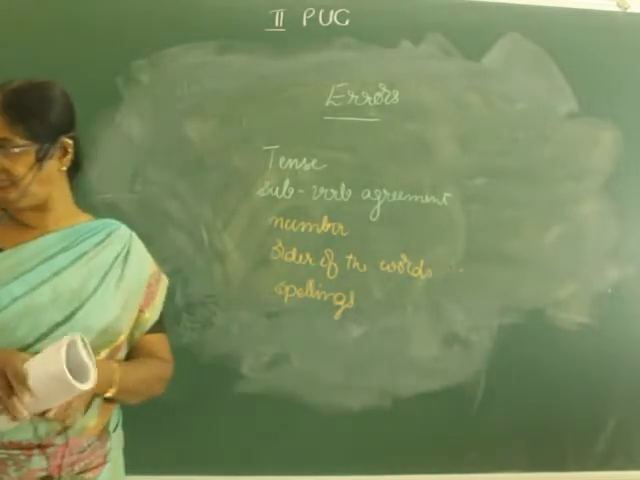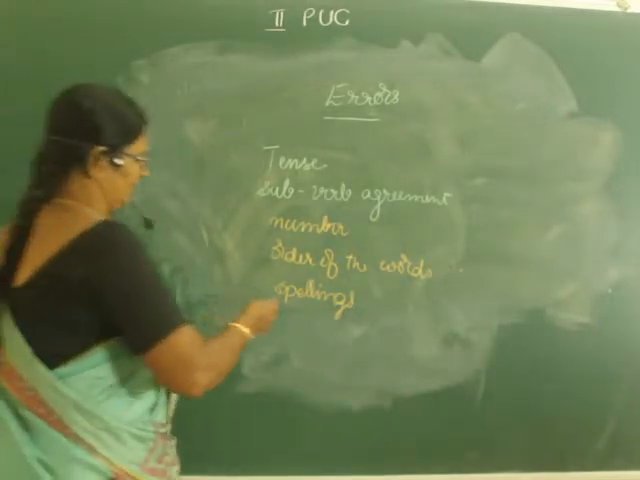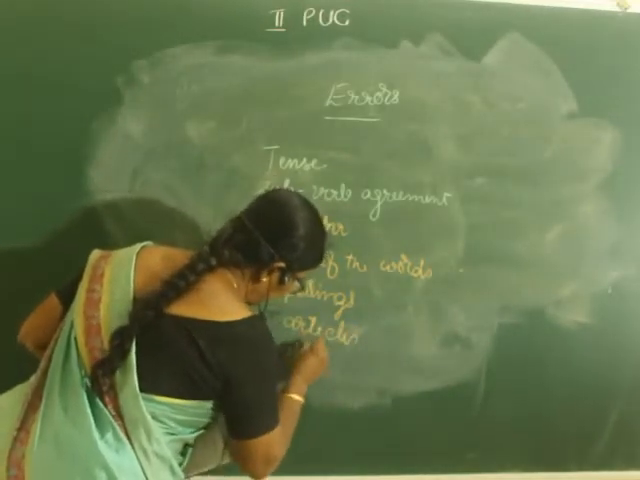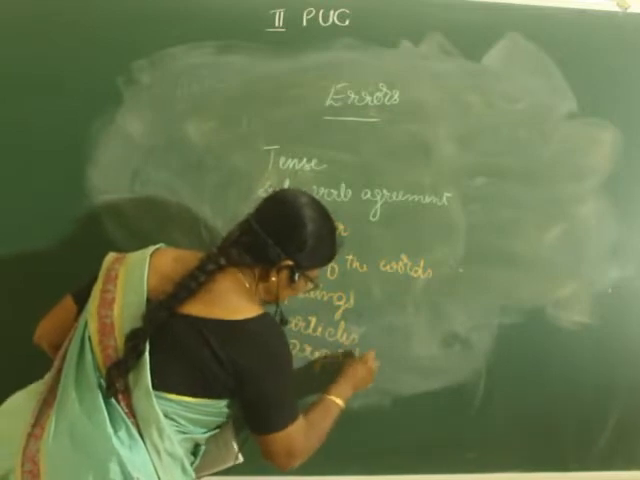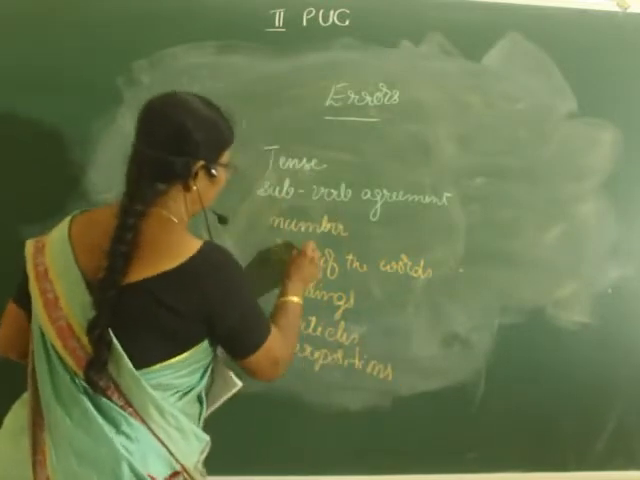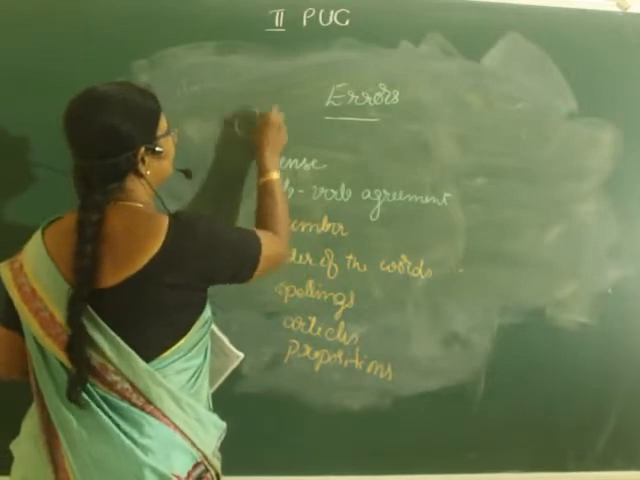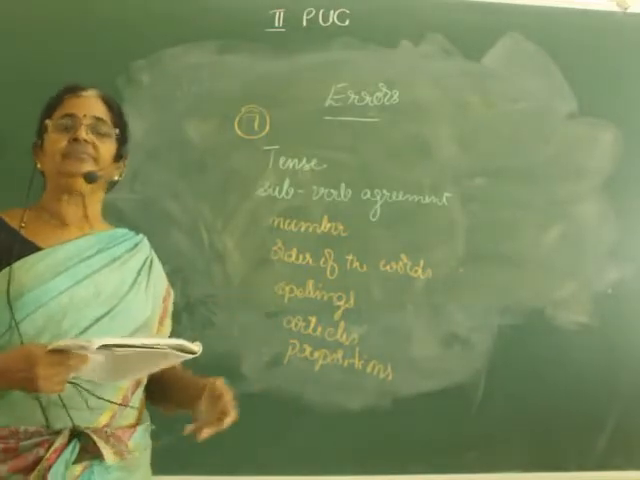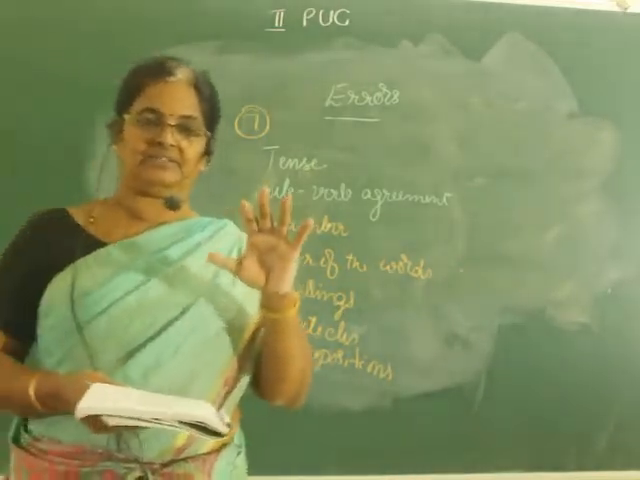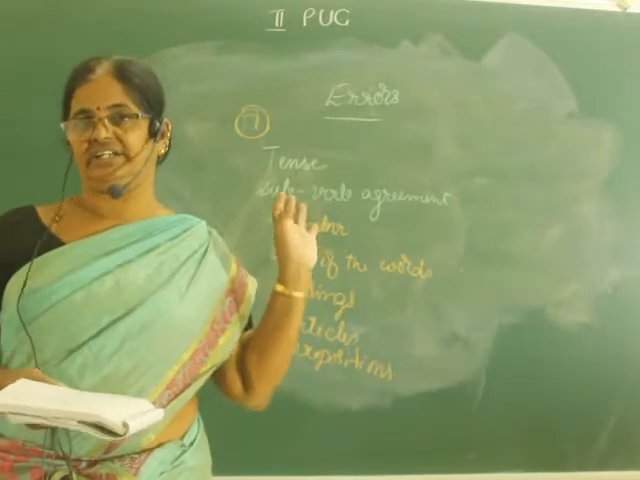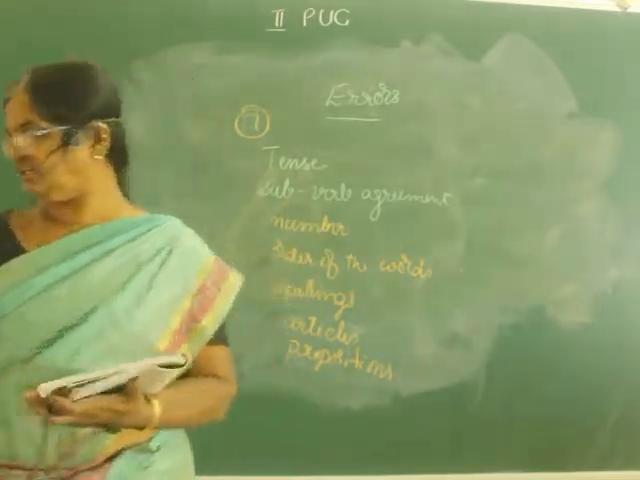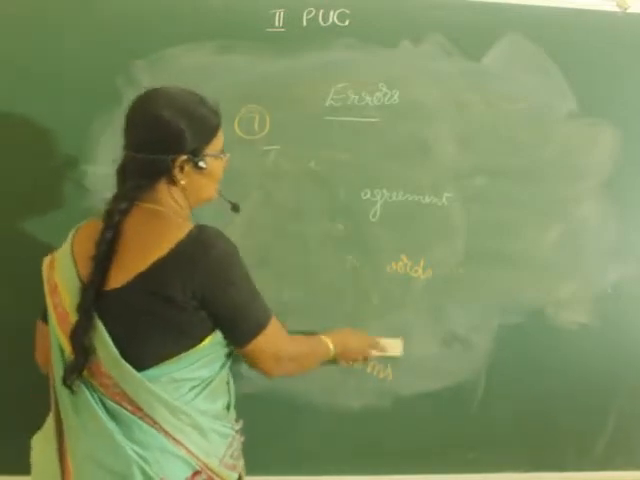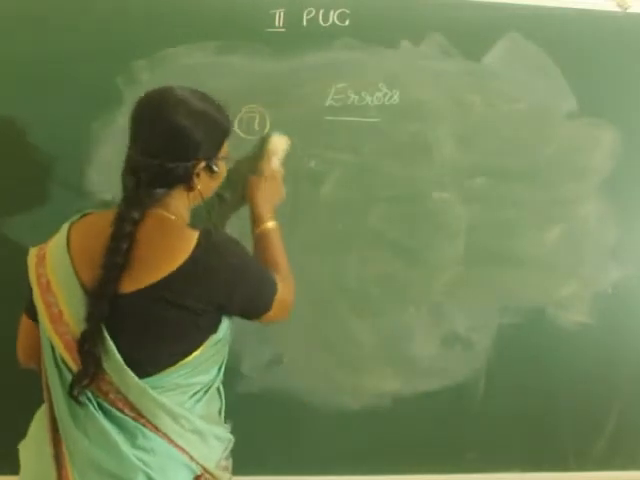And next, articles and prepositions. 1, 2, 3, 4, 5, 6, 7. Got it? You should find out where the sentence is wrong and correct it. That is your work. Anyhow, the error may be within these categories only. So, be very careful to know.